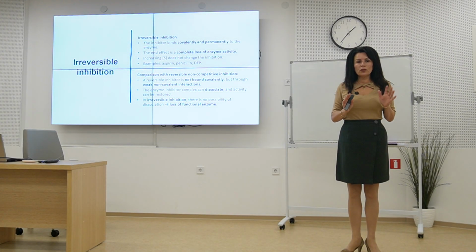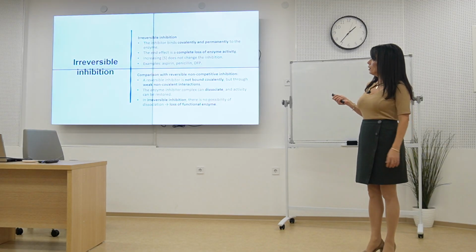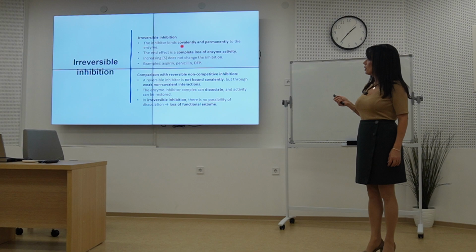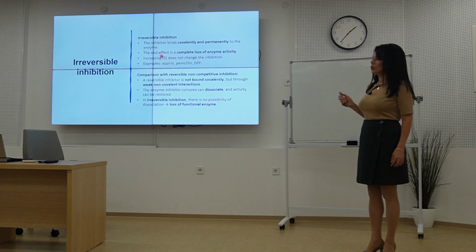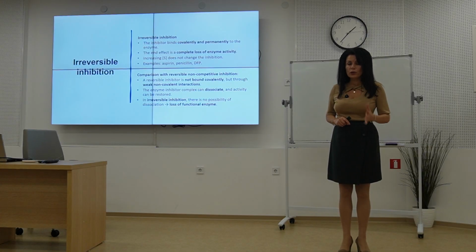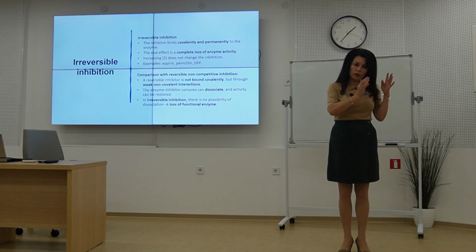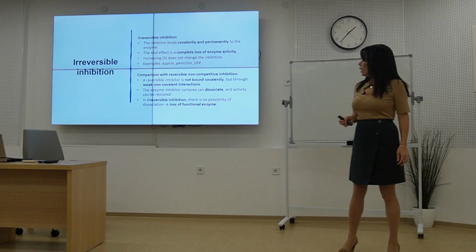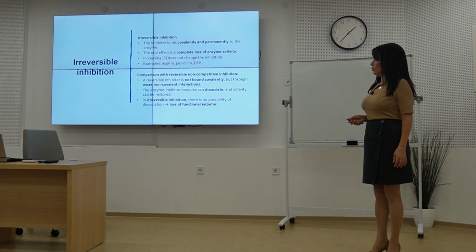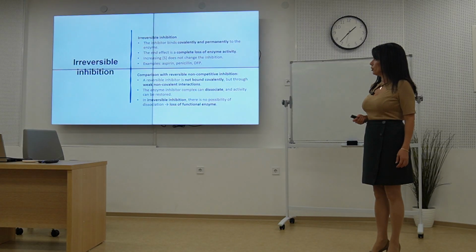What is the most important feature of irreversible inhibitors? The irreversible inhibitor binds covalently and permanently to the enzyme. This is the difference, unlike the reversible inhibitors. Covalent bond formation occurs between inhibitor and enzyme, and in the end, the effect is a complete loss of enzyme activity. Increasing the substrate concentration does not change the inhibition.